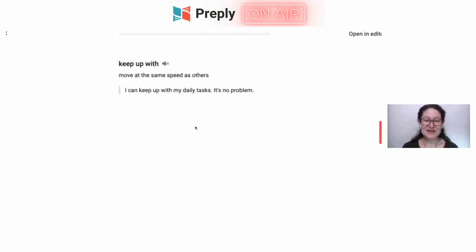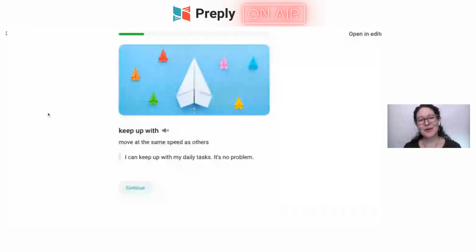Our first phrasal verb is keep up with. Keep up with. What does this mean? Well, keep up with means to move at the same speed as others. In other words, you're not moving ahead, you're not going behind, you're keeping up with what is expected or the same speed that somebody else is doing something. So we have the example sentence, I can keep up with my daily tasks. It's no problem. Okay, do you have an example sentence using keep up with?